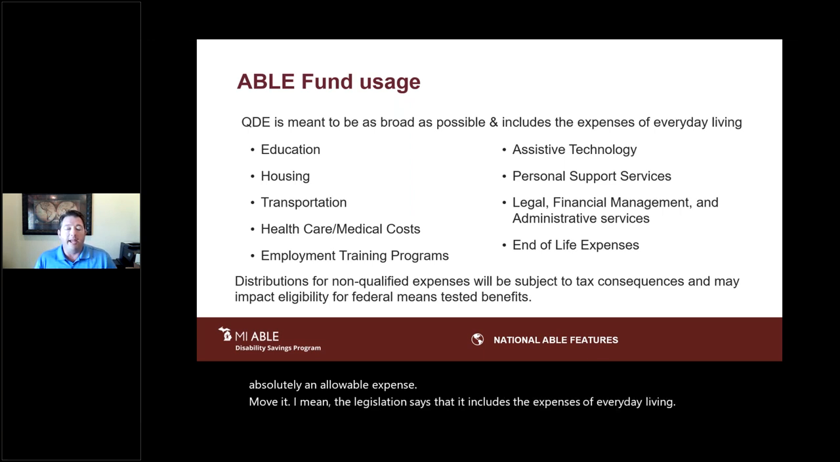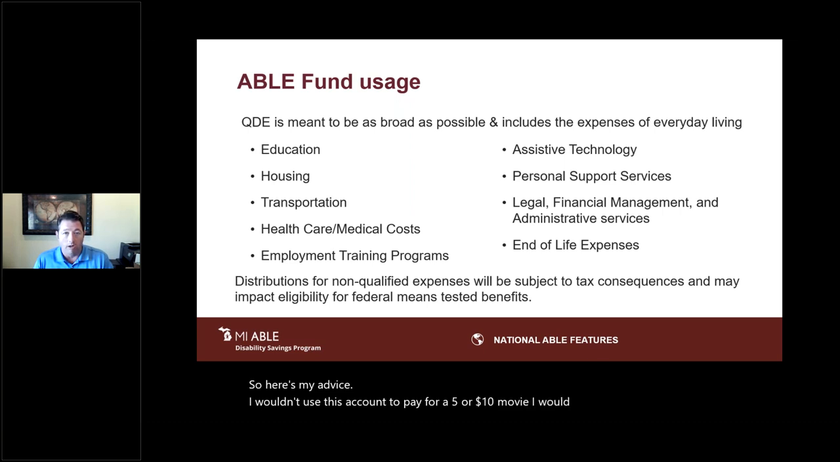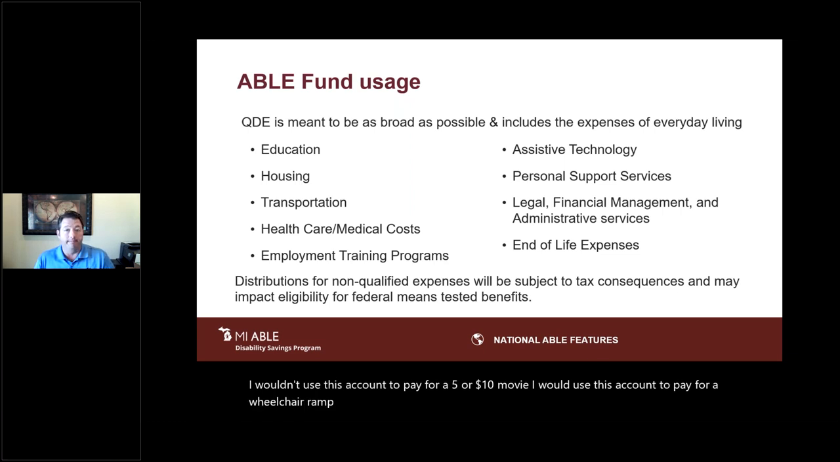So here's my advice. I wouldn't use this account to pay for a $5 or $10 movie. I would use this account to pay for a wheelchair ramp or, you know, a big ticket item. At $50 a year, you don't want to use this account like your bank account. You want to use this for long-term savings. You want to use this for long-term investing. I wouldn't use this for those daily expenses. I wouldn't use this to pay for my groceries. I would use other money for that. I would use this as an investment account to grow for future expenses.